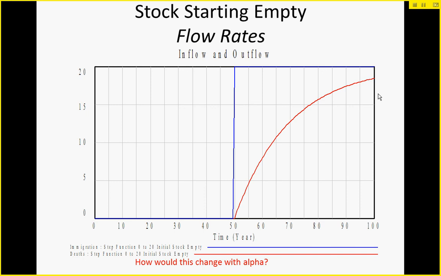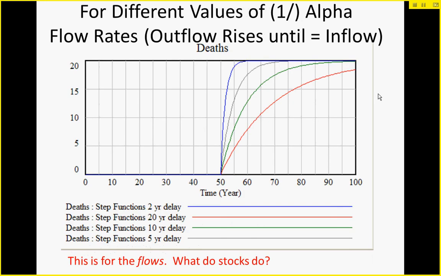That in terms of births and deaths, you would still see this sort of behavior, but it would be faster or slower, like this. So here's a 5-year delay, a 10-year delay, 20-year delay, 2-year delay. The smaller the delay, the 1 over the alpha, the faster and faster it will approach the new equilibrium. More responsive it will be, the more immediate its response to that rise in inflow.